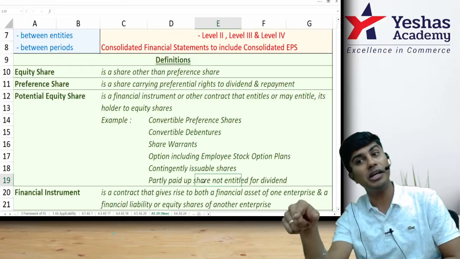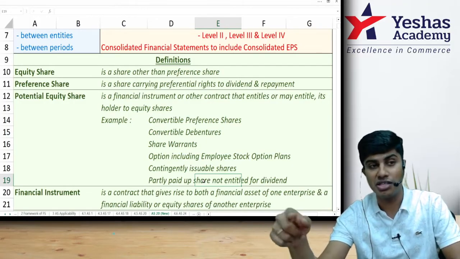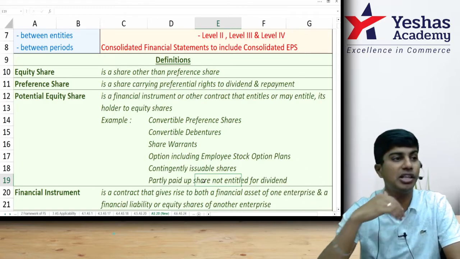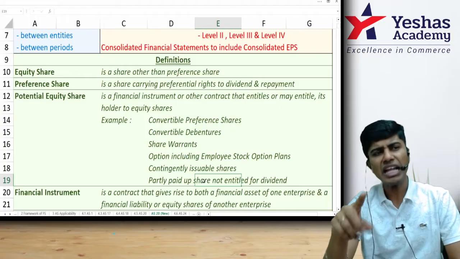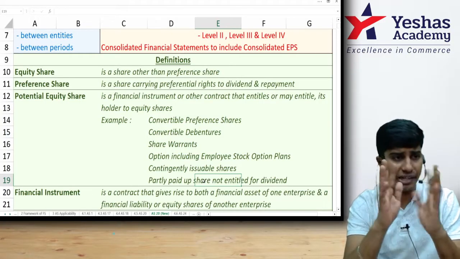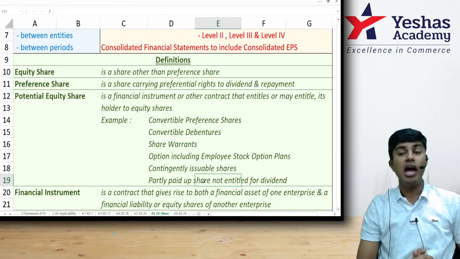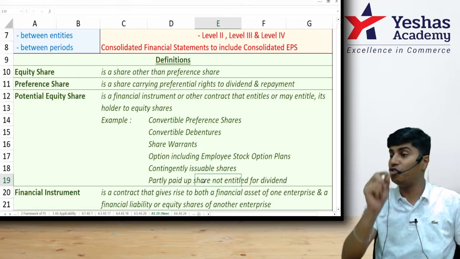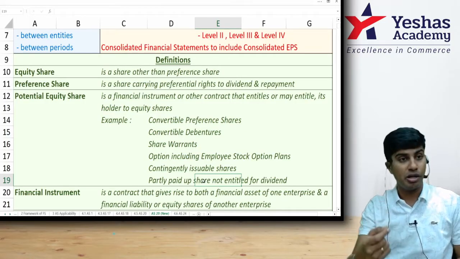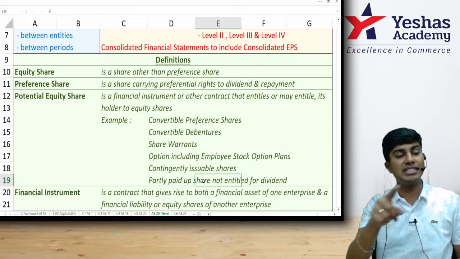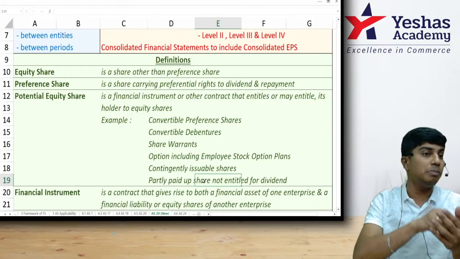Once it becomes fully paid up share, it will become entitled to dividend, then it will be equity share considered in EPS. Till then it is potential equity share. I'll repeat, if there is a share which is partly paid up, if it is entitled for partly paid up dividend, then it is equity share to be considered in basic EPS. However, if in the share certificate we mentioned that this share will be eligible for dividend only if it is fully paid up, till the time it is fully paid up, against that dividend is not entitled to, so it is not part of our basic EPS computation.